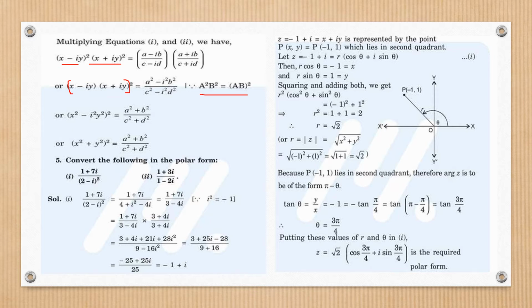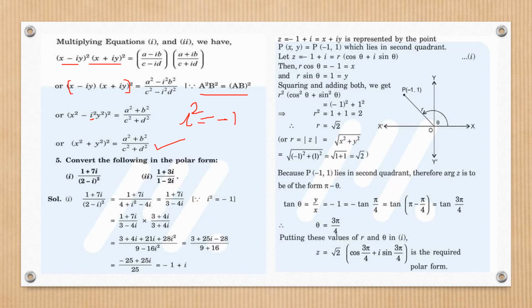Now i² is -1, so it becomes (a² + b²)/(c² + d²). Similarly here also it is (a + ib)(a - ib), so it becomes a² - i²b², and this i² can be changed to -1, which will give me my result: (x² + y²)² = (a² + b²)/(c² + d²), which is the desired right hand side.